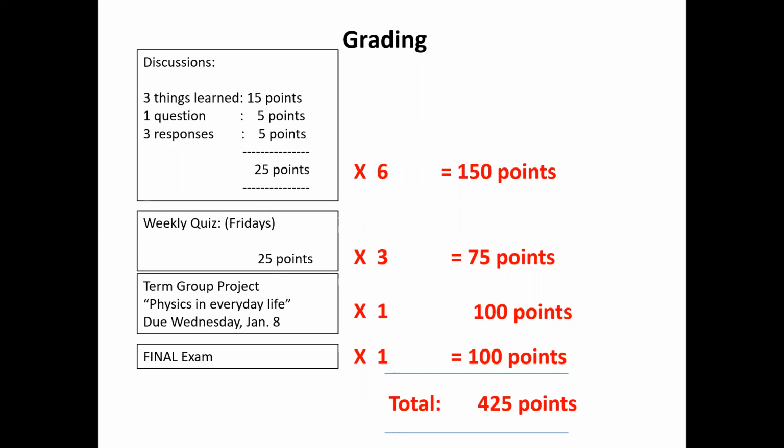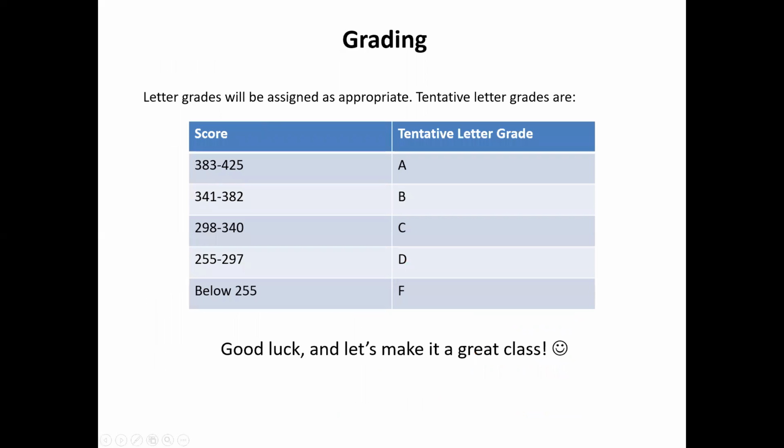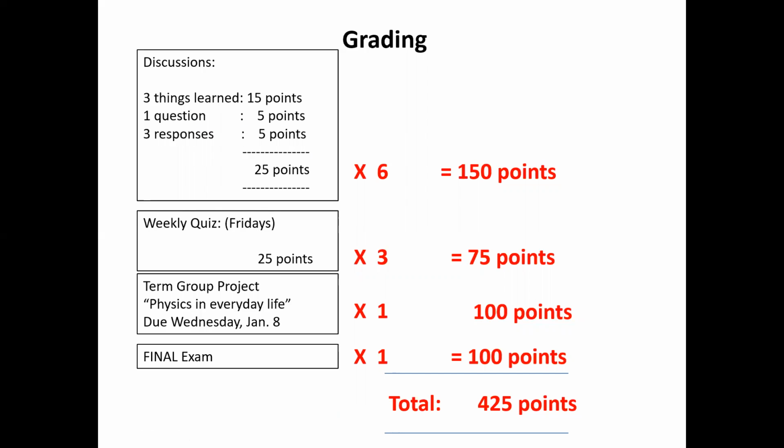Since we have 2 discussions every week, we will be having 6 discussions, which will count for an overall 150 points. And then weekly quizzes on Fridays. There will be a total of 3 weekly quizzes, and that will count for 25 points each. So that's a total of 75 points. And then the term project titled Physics in Everyday Life, which is due January 8th, will count for 100 points. And then your final exam will count for 100 points. So that's a total of 425 points for this course.